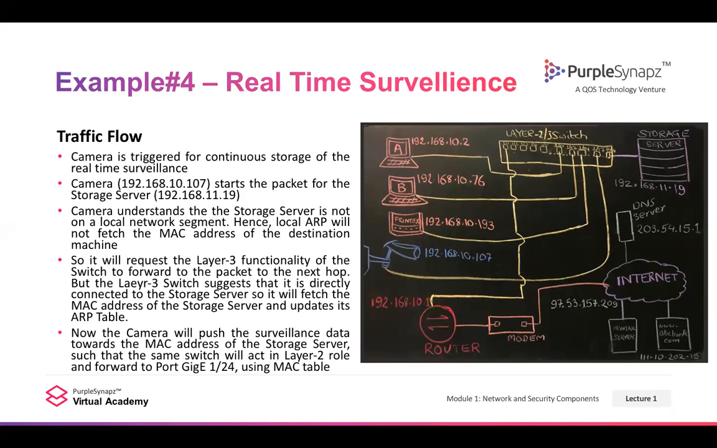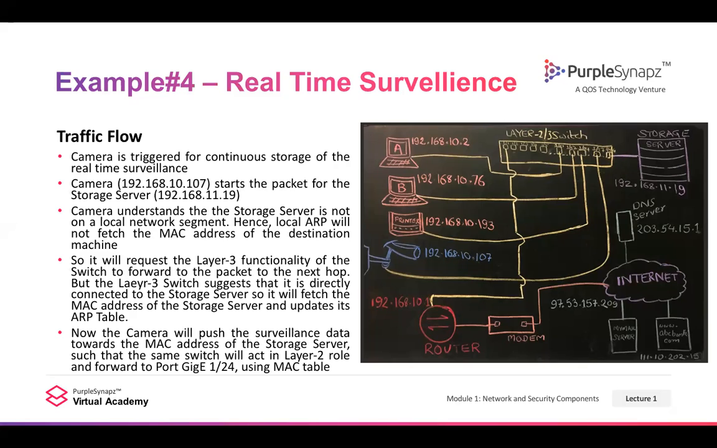When the camera is triggered for continuous storage, for real-time surveillance, as we have already discussed in the business use case, the camera IP address is 192.168.10.107, and it starts the packet for the storage server with the 192.168.11.19. In the third step, the camera will realize that the storage server is not on my local network segment. Hence the local ARP will not fetch me the MAC address of the destination machine. So what should I do?